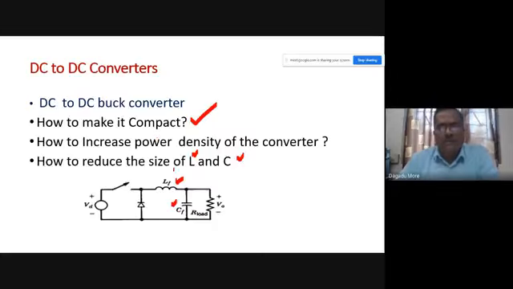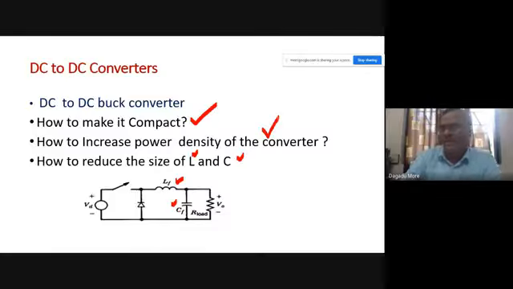So making the circuit compact is nothing but increasing the power density of the converter. It is the same, is it right? We make the circuit compact, which means we increase the power density of the converter. And how do we get higher power density? We want to reduce the size of the physical components, that is L and C. And how to reduce the L and C values? The option available is to increase the switching frequency of the chopper.